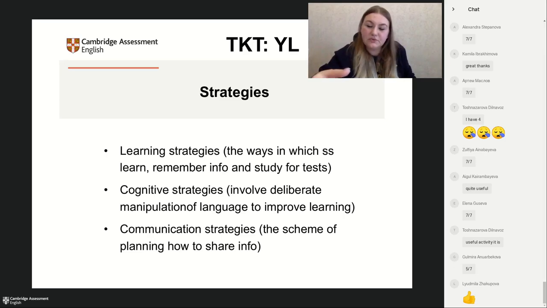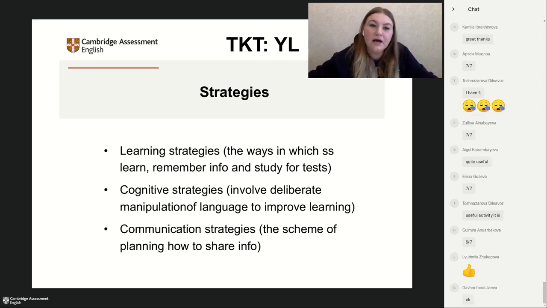What kind of strategies do we have to be aware of while preparing for the test? So we have to know that there are the main strategies of learning language, yeah? So they are learning strategies, cognitive strategies, and communication strategies. As for learning strategies, they are the ways in which students learn, remember information, study for the test, review the information, and so these are specific ways the learners choose to cope with language, yeah? In a particular context, for example.